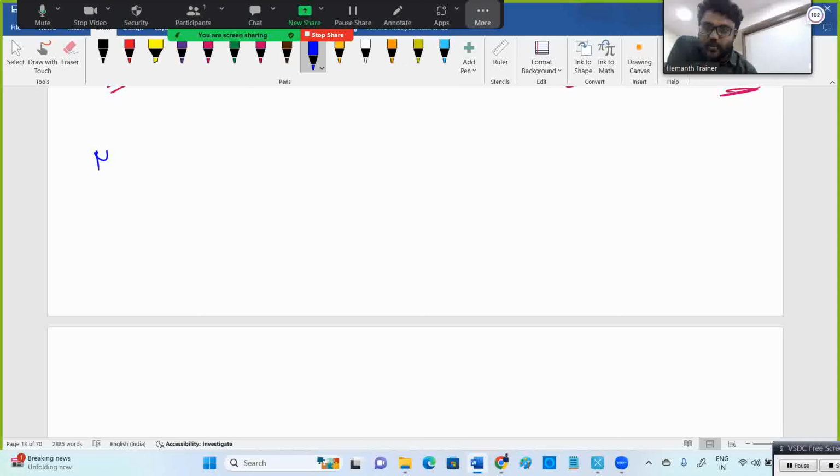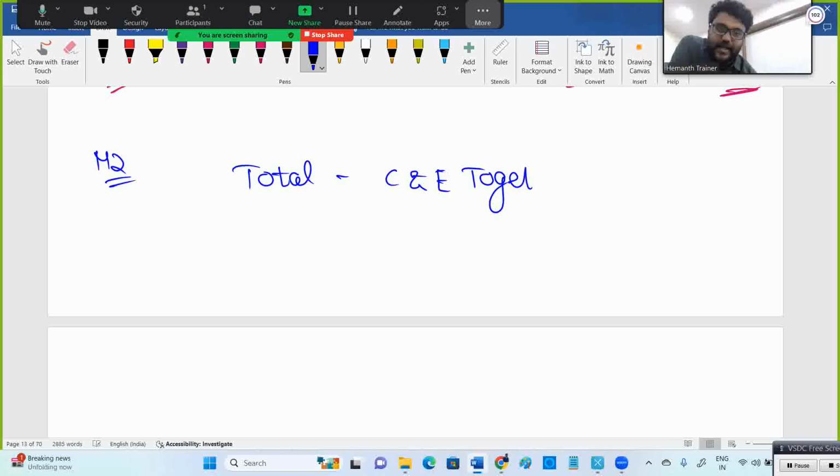What is method 2? From the total, remove C and E together. If C and E are together, then it is violating, right? That's what probability of success is: total minus probability of failure. In probability the total is 1, but here in permutation and combination the total is not equal to 1. Here 7 people means 7 factorial ways. 7 factorial is 5040.